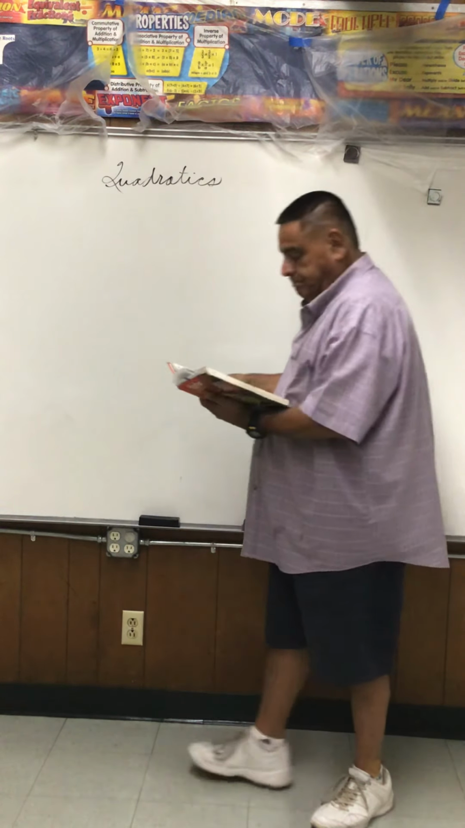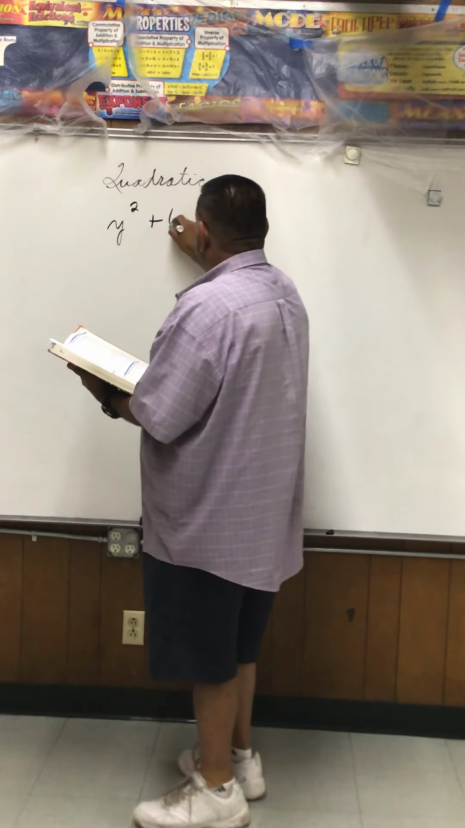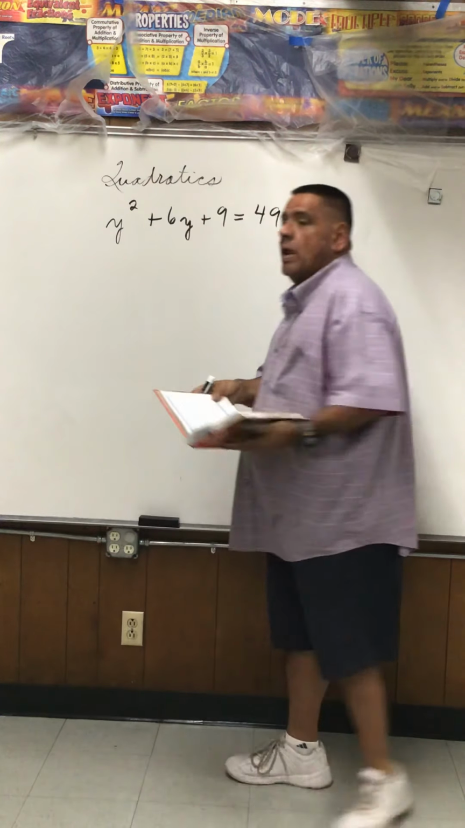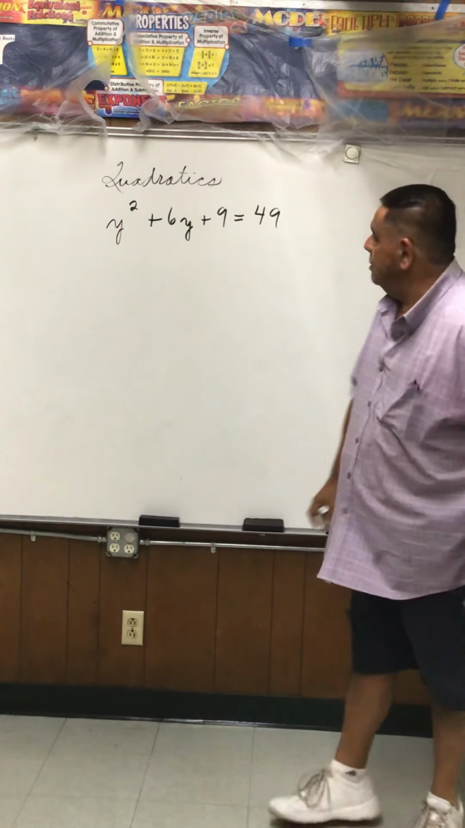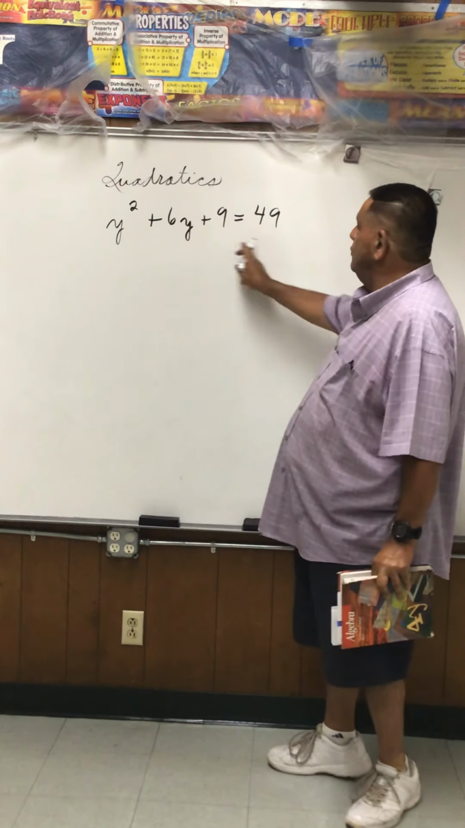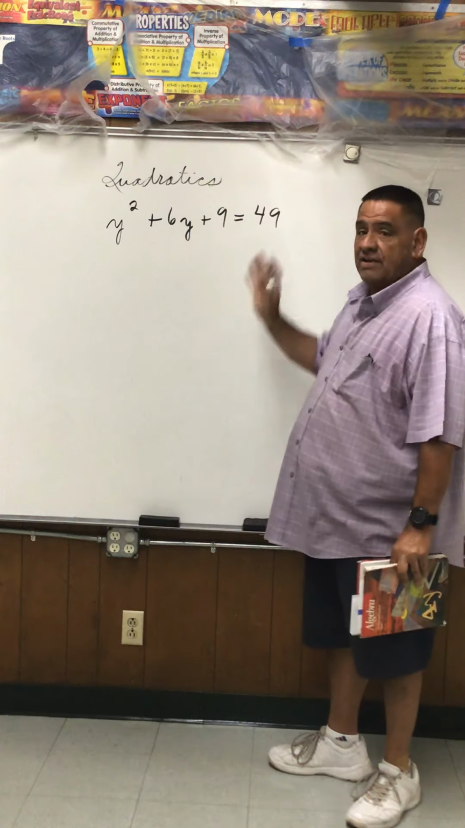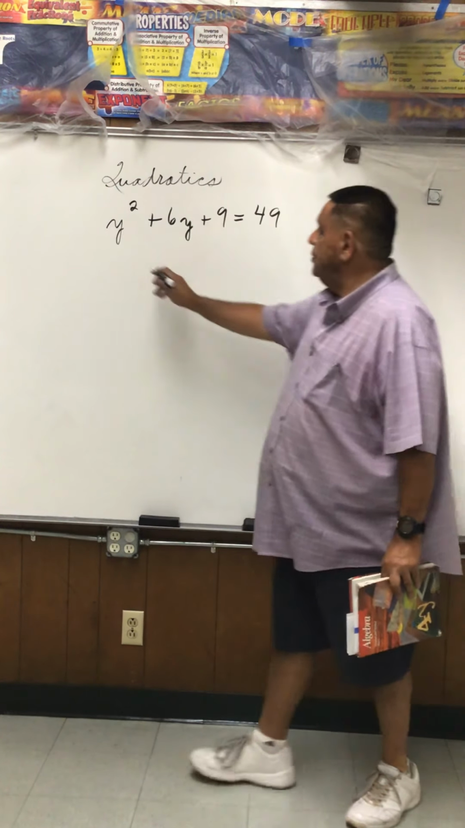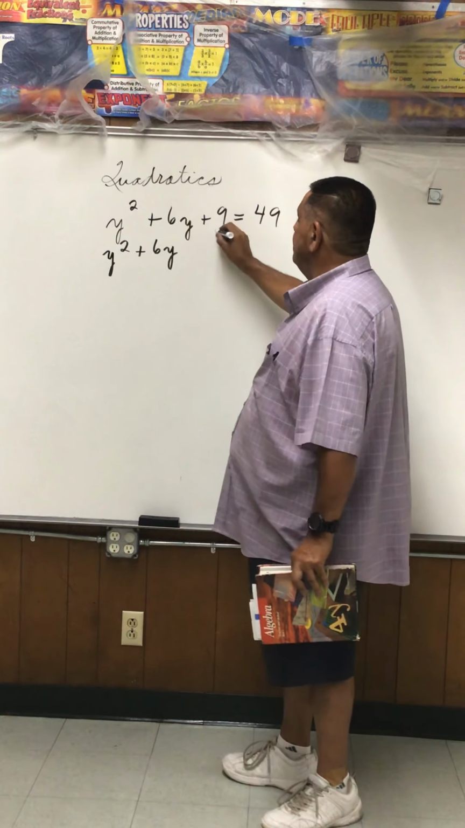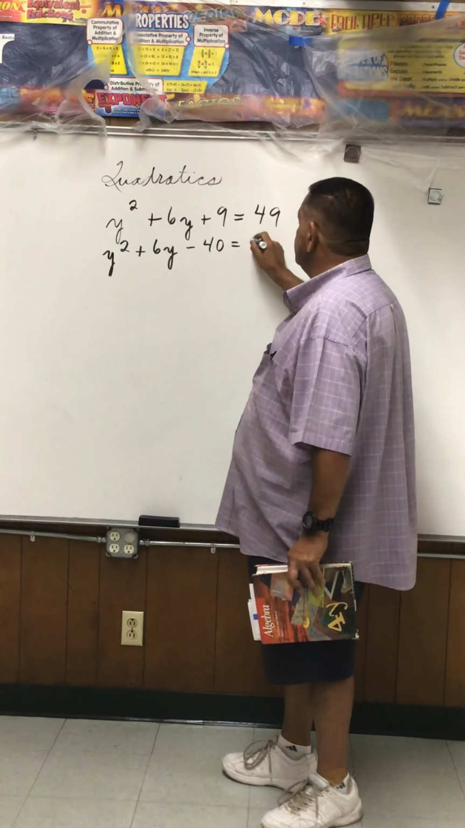Let's see. How about this one? Y squared plus 6y plus 9 is equal to 49. Now, there's two ways of looking at this. Number one, we can move that 49 over. So we can move that negative 49 over, and then set it equal to 0 and then factor. So if we do that, it'll be y squared plus 6y, and if I subtract 49, I'll get a negative 40 is equal to 0.